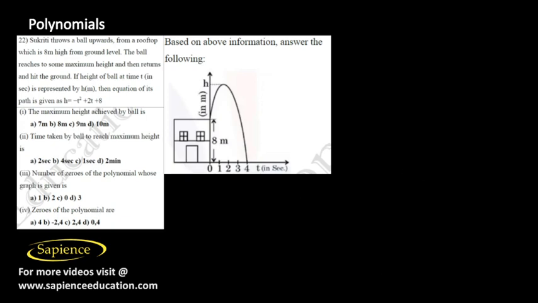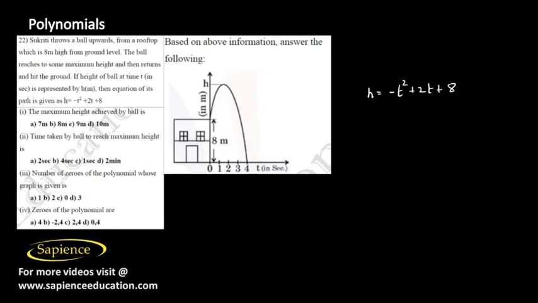Now in the next question, a person throws a ball upwards and it forms a parabola path, and the path is represented with the formula: the height of the ball in each given second can be represented as minus t square plus 2t plus 8. Now we need to answer these 4 questions based on the given graph and given equation.